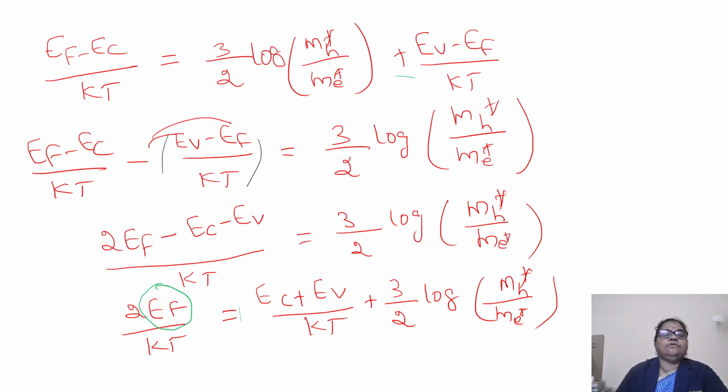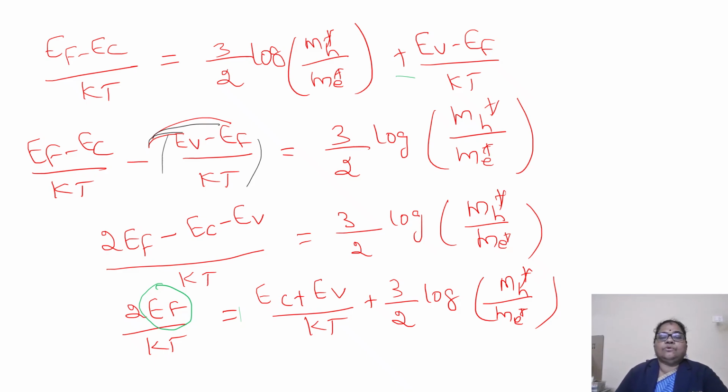So the denominator is the same for both the terms. Here the denominator is also going to be equal. Then this minus multiplied by this minus over here. So what happened? Minus EV plus EF. So when you simplify the numerator, 2 EF minus EC minus EV by KT is equal to 3 by 2 log of MH star by ME star.